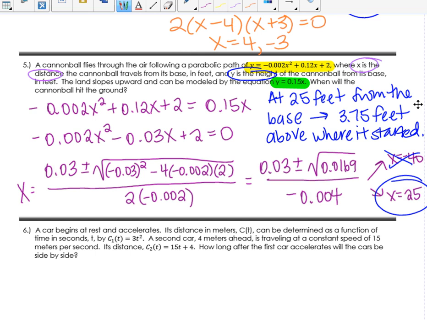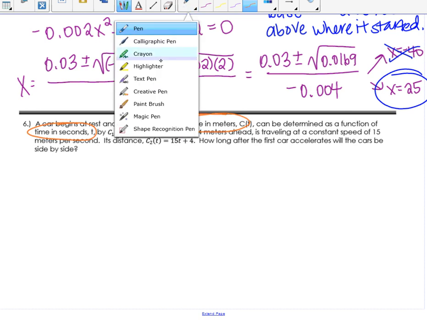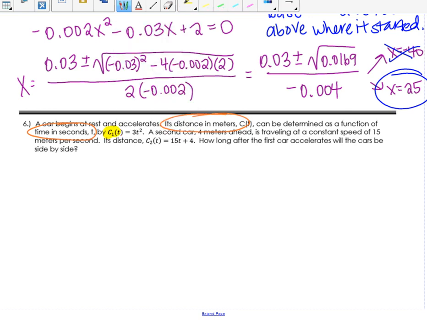Okay. All right, last one, number 6. A car begins at rest and accelerates. Its distance in meters, c of t, okay, so that tells me right off the bat that y is my distance, can be determined as a function of time in seconds, t. So my t is my time in seconds, that's my x. So my first equation is that.